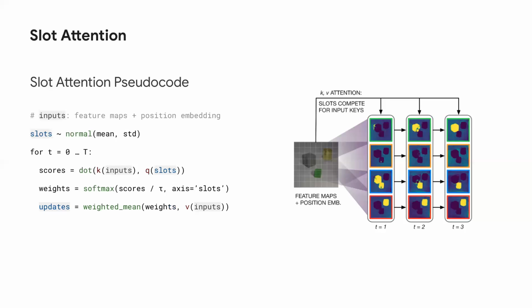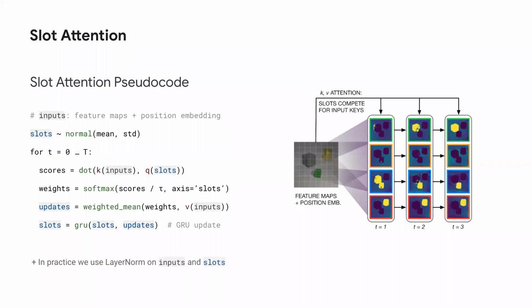Then we take a weighted mean between the weights and the projection of the input. In regular attention, this would be a weighted sum. But in regular attention, you also normalize with respect to the input. So in this case, we take the weighted mean because otherwise this creates instabilities during training, because of the scaling and the fact that the input is not normalized anymore. So now we have these updates for our slots, and we change the value of the slots with a GRU.